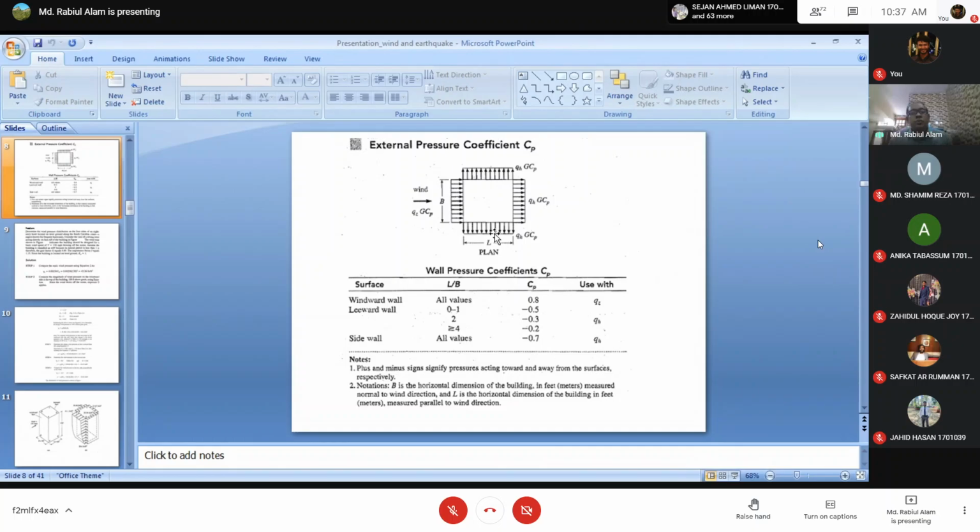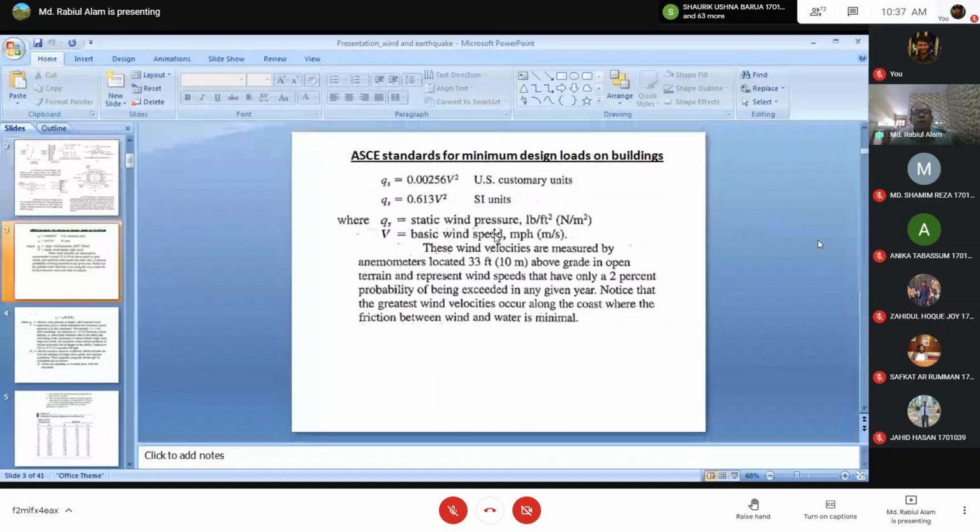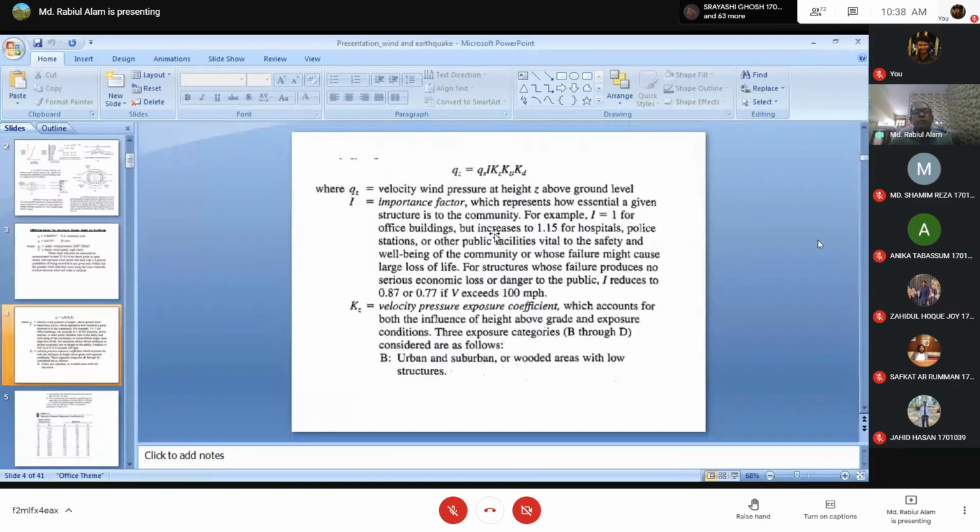There are three steps. First of all, you have to calculate the static wind pressure. The static wind pressure is QS, calculated using this formula, and then that static wind pressure will be modified by some factors. By putting in all the factor values, you will get the wind pressure at different heights. And here, QZ is the general relation.